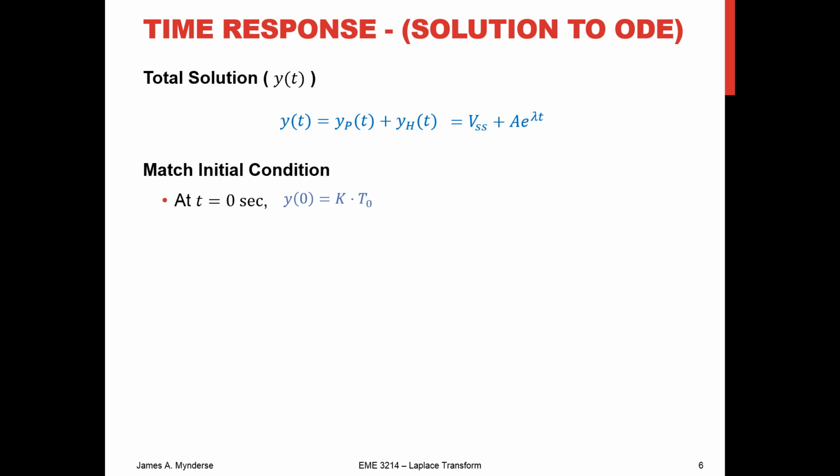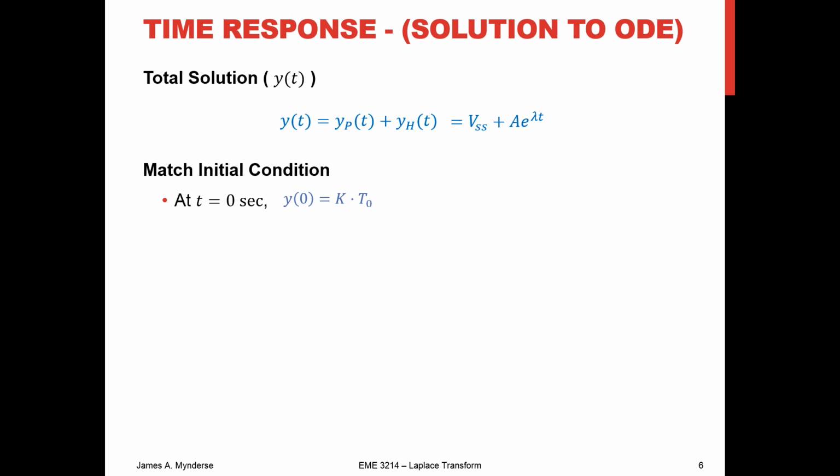And if we match our initial conditions, we should be able to solve for that A, because we know VSS and we know lambda. The only thing we don't know is A. So we need to have one equation, and our one unknown is A. So let's use one initial condition. That'll be time equals 0 seconds.